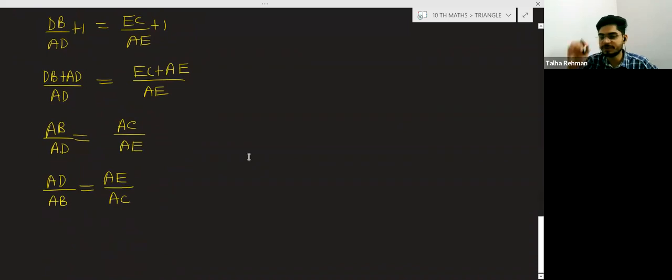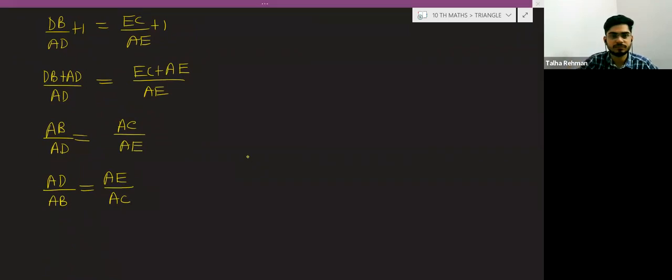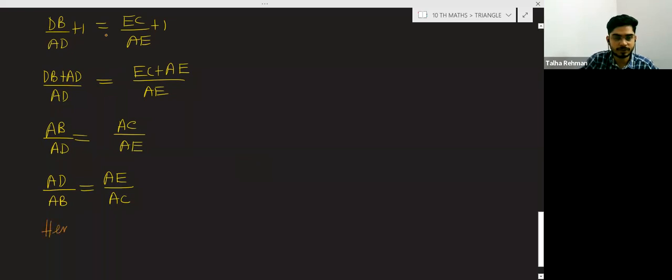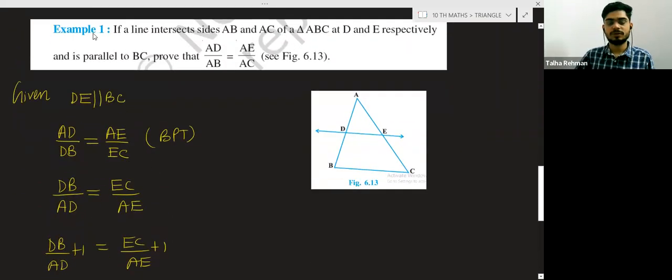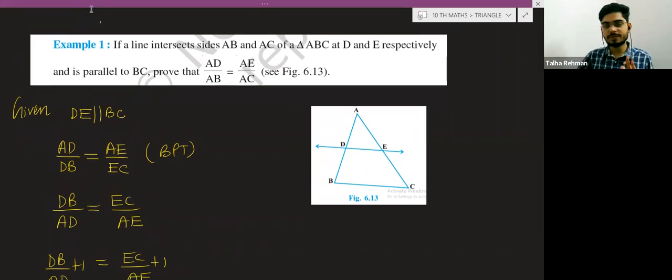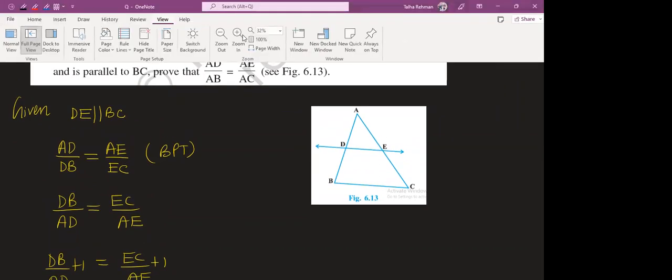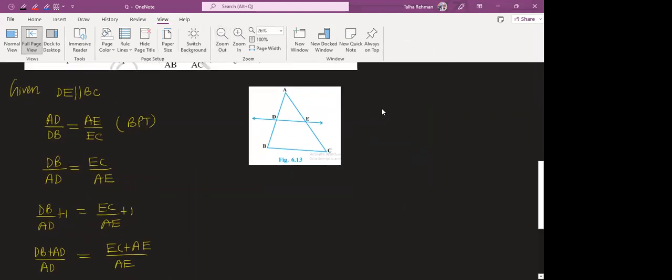Triangle chapter is very easy. Note down. Just a minute. Okay, note down this. Did you understand, Azan? Yes, sir. Okay. Now note down this.